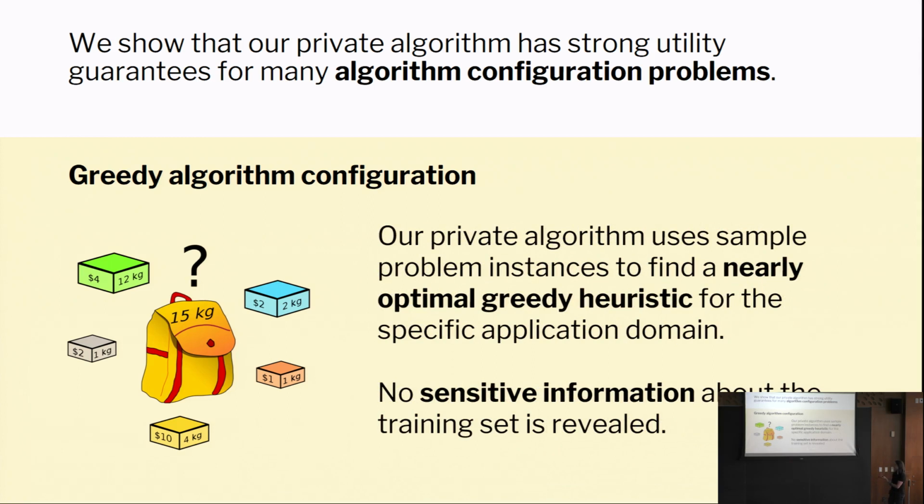And our private algorithm uses sample problem instances to find a nearly optimal greedy heuristic for the specific application domain, and no sensitive information is revealed about the training set.